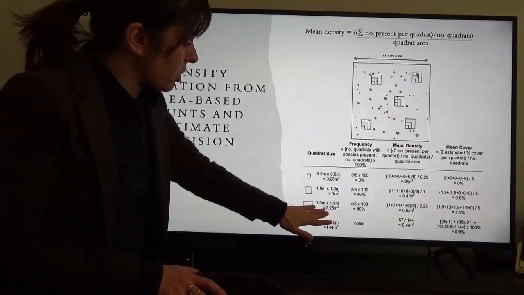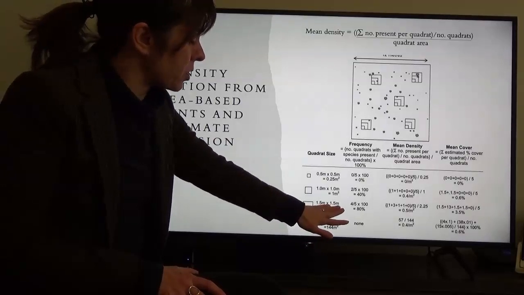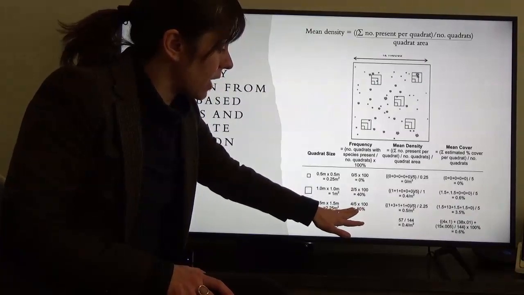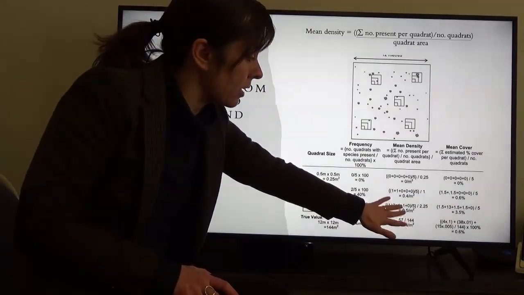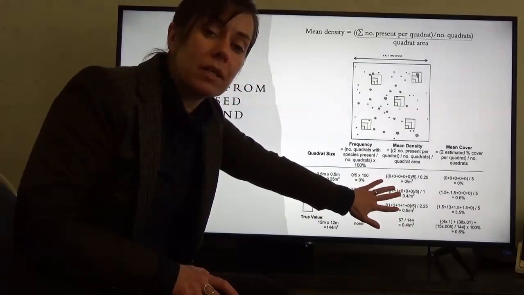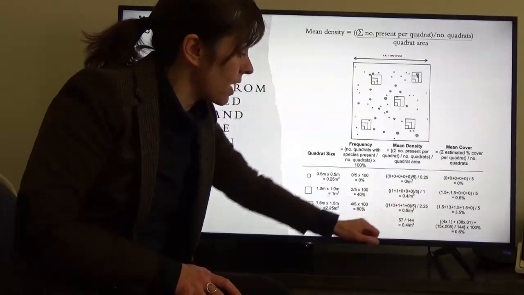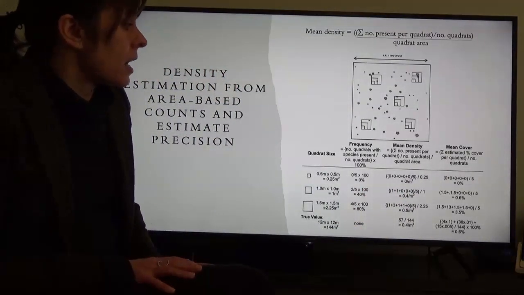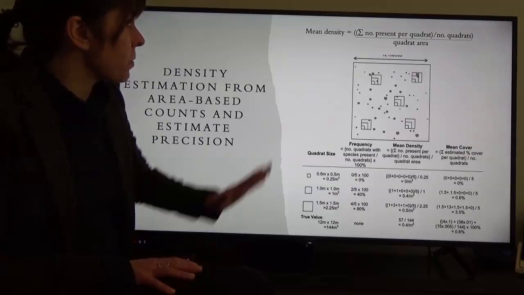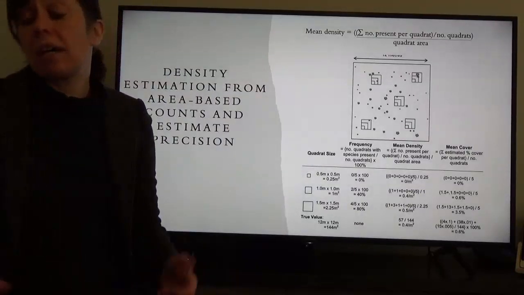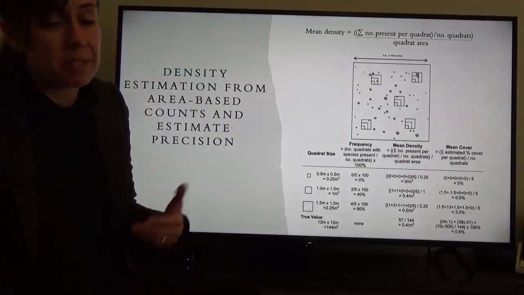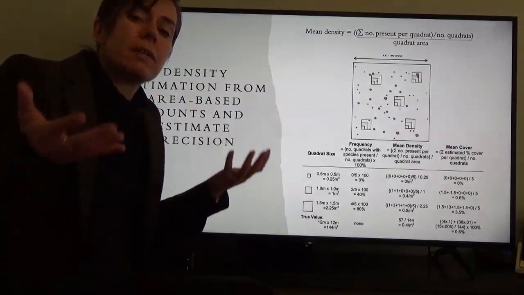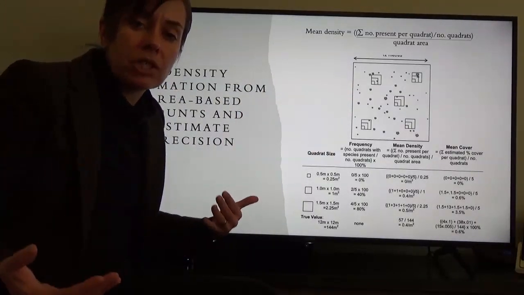Okay, so, and then when we look at that for the 1.5 by 1.5 meter square quadrats, although we had 80% frequency of finding the species, because it's a larger sample area, we get pretty comparable estimates of individuals per meter squared, so 0.4 and 0.5 individuals per meter square. Okay, so this is how you calculate mean density from those area-based estimates. So pretty simple. And then, if you sample intensively in a landscape, that actually gives you a pretty good estimate of the total population size in that landscape.